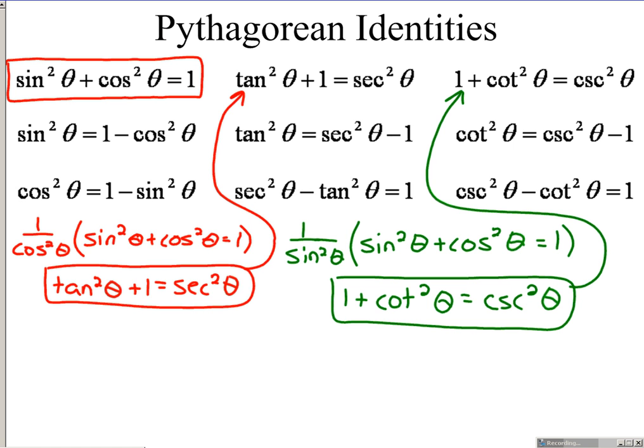Manipulate that equation to get the bottom 3. So if you know that sine squared plus cosine squared equals 1, you should know all of those Pythagorean identities.